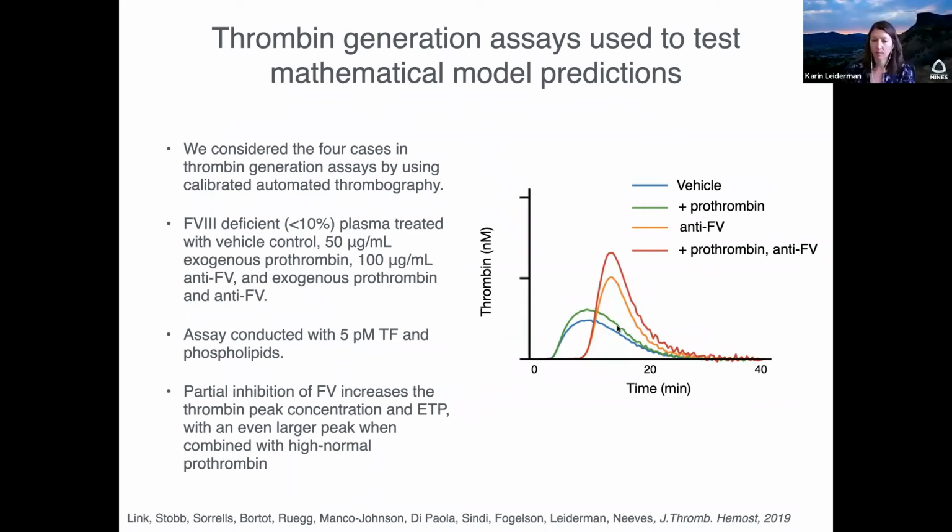So if you look at the blue curve here, this is the vehicle. And if you look at the orange curve, this is just the addition of the factor V antibody. And you can see that the maximum point of these curves has been increased. So that's the peak value of thrombin. And then there's even more when you add prothrombin to that, in addition to the anti-factor V antibody. And so this is just one more line of evidence that suggests that low normal levels of factor V enhance thrombin generation when factor VIII is deficient.